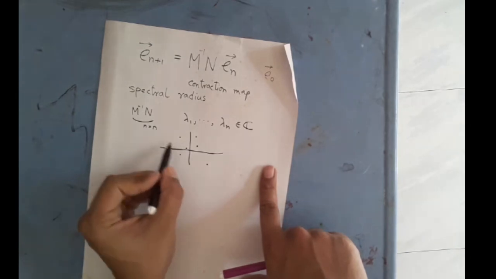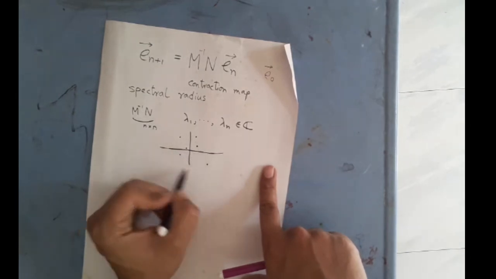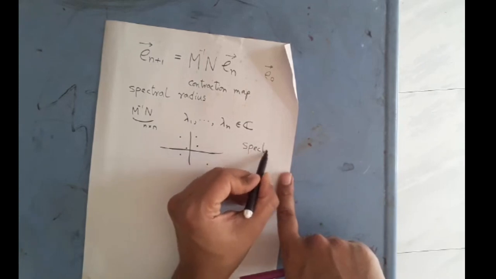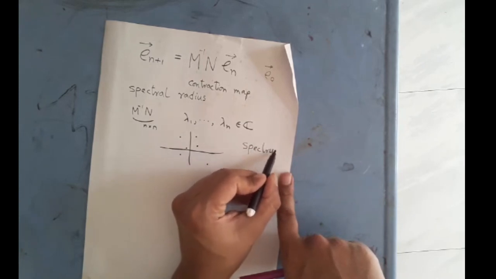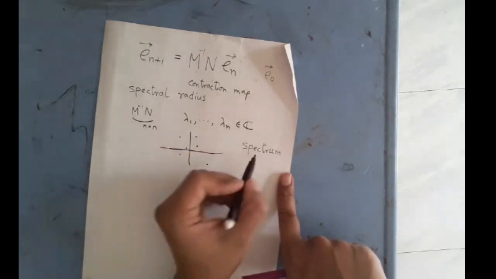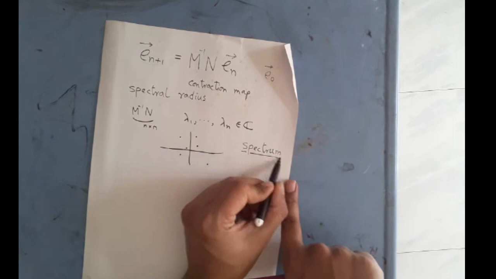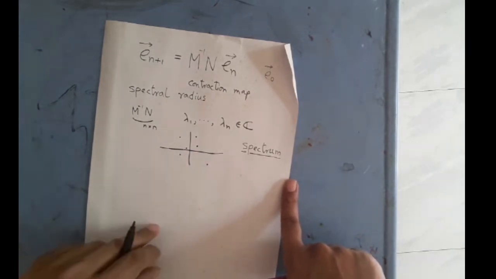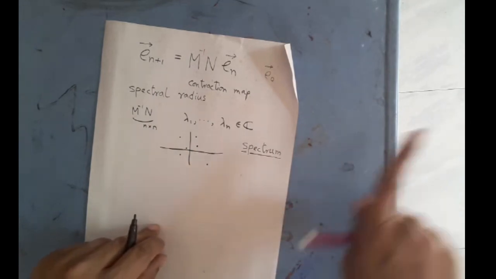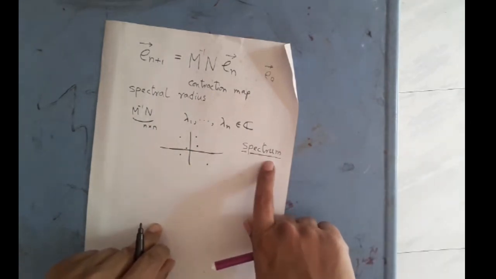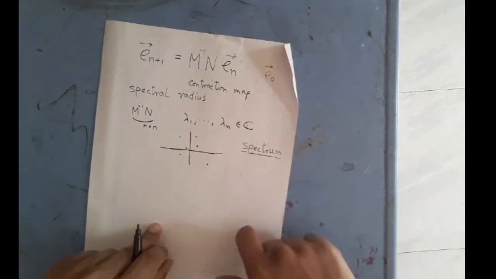So all these points together is commonly called the spectrum. When I say spectrum of a matrix, I mean the set of all eigenvalues of a matrix. This indeed has something to do with the spectrum of physics, the spectrum that you can produce using a prism. But we are not going to go into those things. In mathematics, spectrum of a matrix means the set of all eigenvalues of a square matrix.